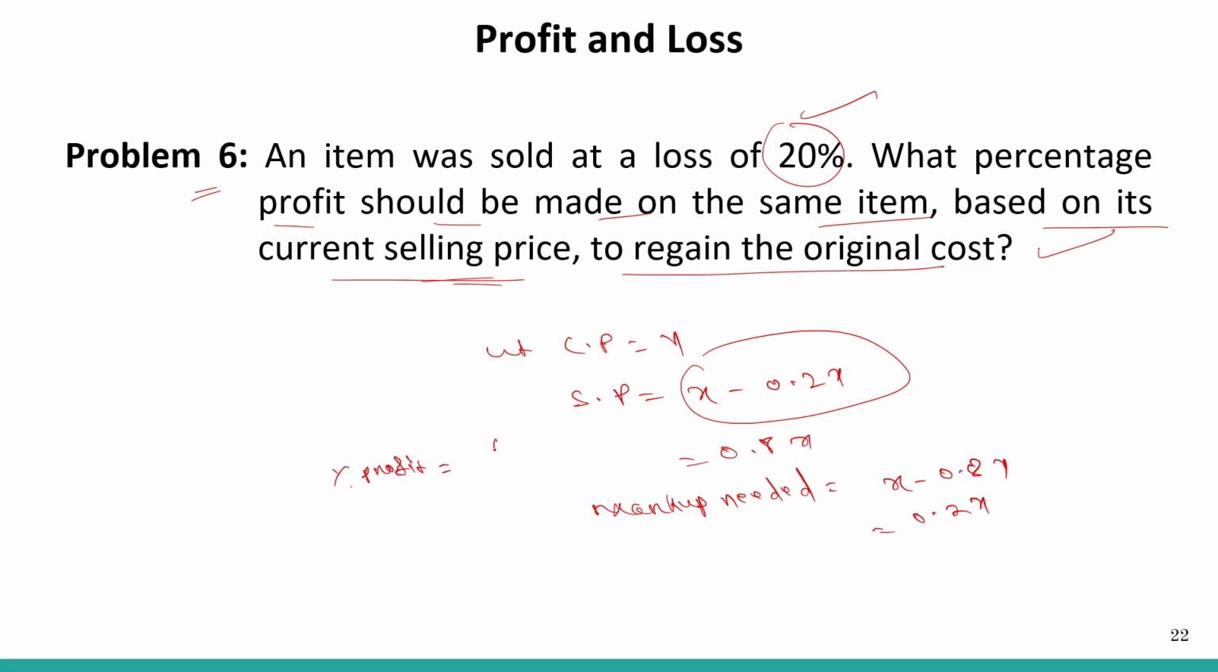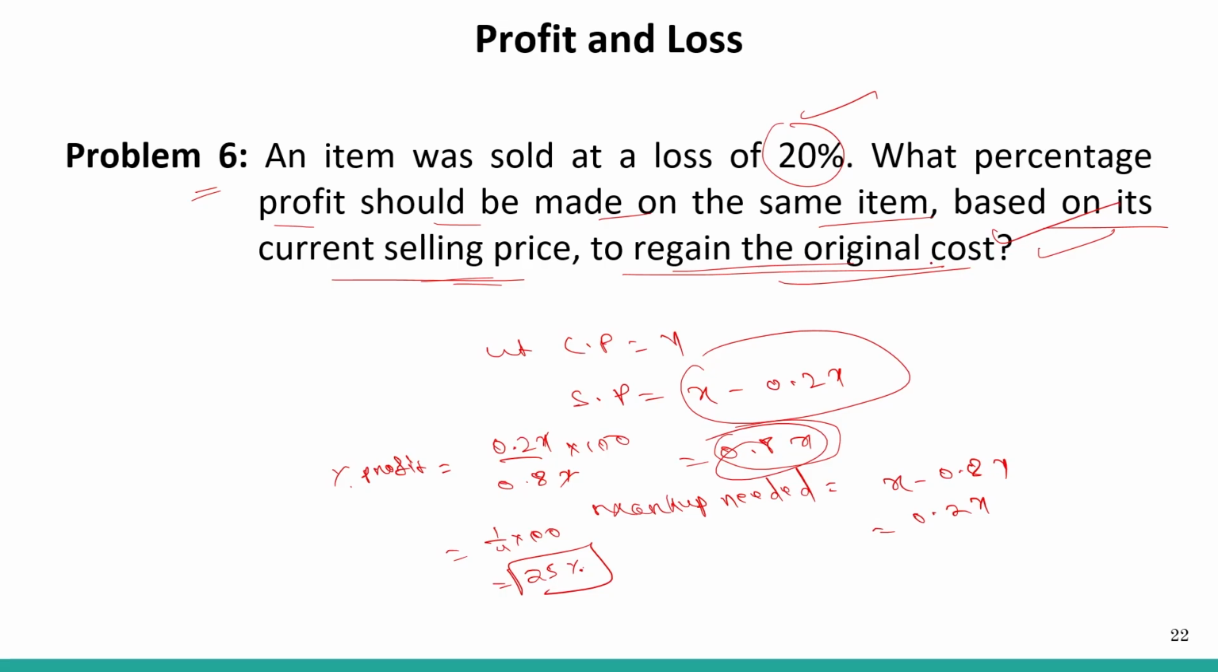So percentage profit is equal to profit. Profit is equal to 0.2x. This much amount of profit we need, on a cost price of this much amount, 0.8x. So it will be 0.2x by 0.8x into 100. So x cancels out. So 1 by 4 into 100, which is equal to 25%. So 25% markup or profit we need on this price so that we can regain the original cost.